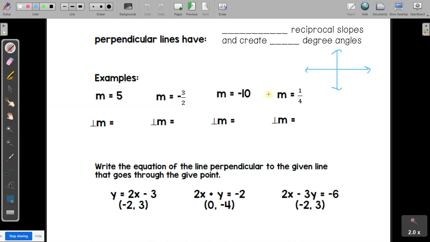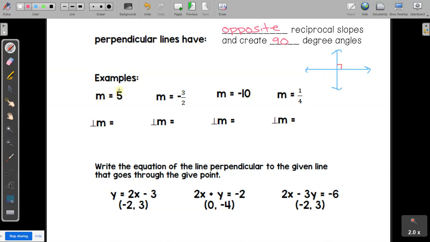So perpendicular lines have negative or opposite reciprocals. And they create a 90-degree angle. So the slope of this line and the slope of this line are opposite reciprocals. What that means is one's going to be positive and one's going to be negative, and the fraction is going to flip for the slope. When that happens, it creates a 90-degree angle.